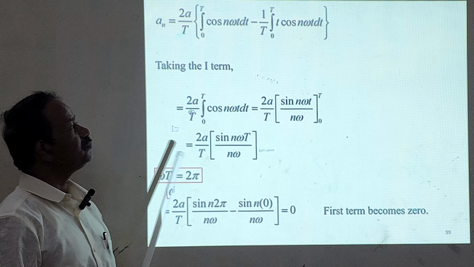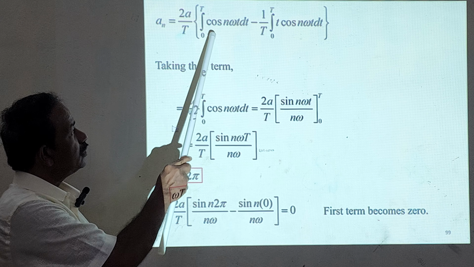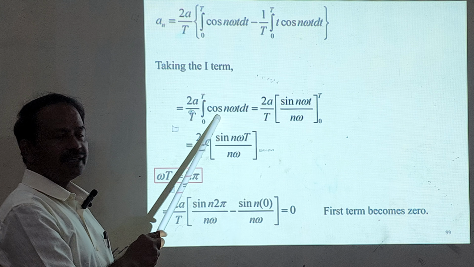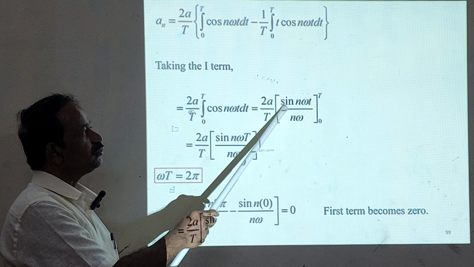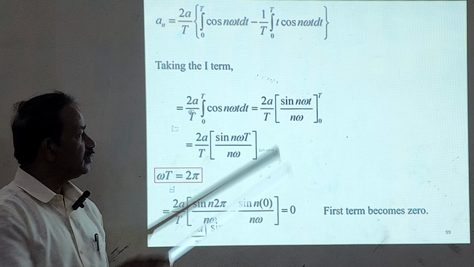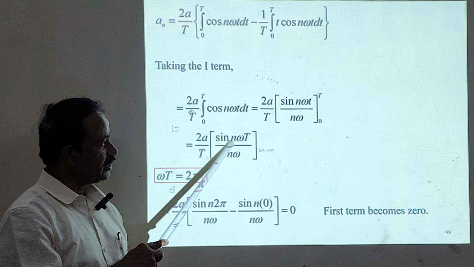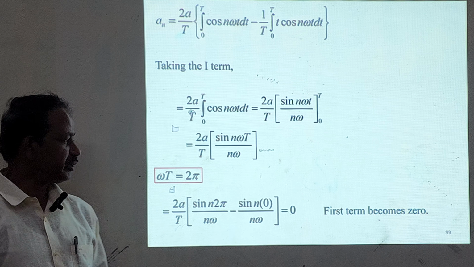We are going to integrate both the terms. Just take the first term. Integration will give you 2a by T. Integrating cos n omega t will give you sin n omega t by n omega. Substituting the upper limit for t, that becomes sin n omega t divided by n omega.